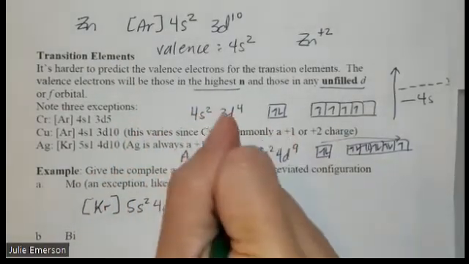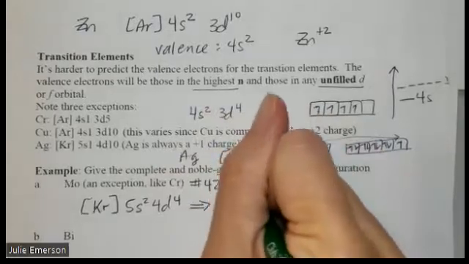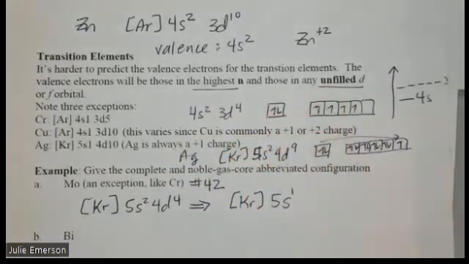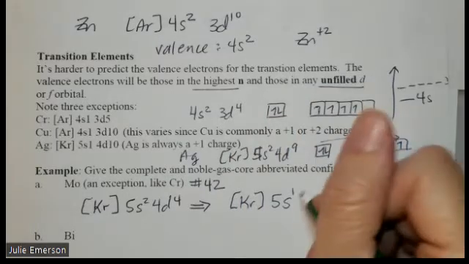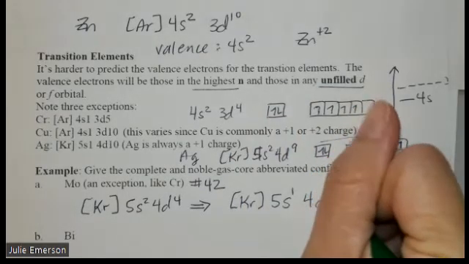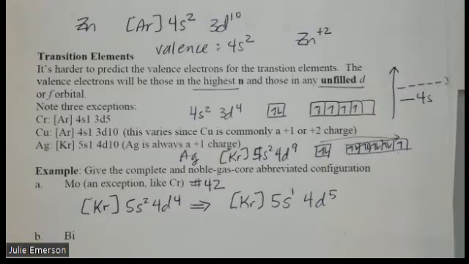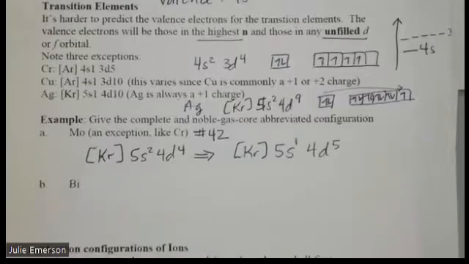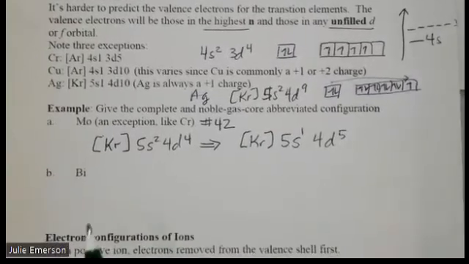But that's not what we get, right? We would have the krypton core. And then one of those electrons that is paired in the S space says, you know what, I'd rather sit by myself if I can. And it moves over and occupies that empty orbital for that 4D. So one of the exceptions becomes a 5s1 4d5. All right, now for bismuth.